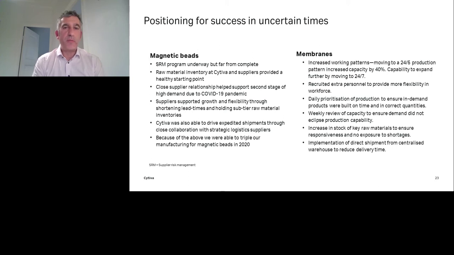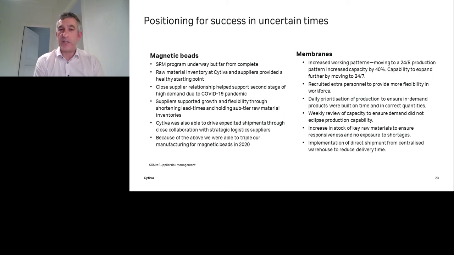When it comes to membranes, we looked at increasing working patterns, moving to 24/5 production, which increased production capability by 40%. And we have the capability to expand that further, moving to 24/7. I think I've already mentioned that we recruited extra personnel, providing more flexibility in the workforce, and we moved to daily prioritization meetings to make sure that the in-demand products were being manufactured on time and in the correct quantities to support customer demand. We now have weekly reviews of capacity to ensure that capacity can meet the demand that is required.